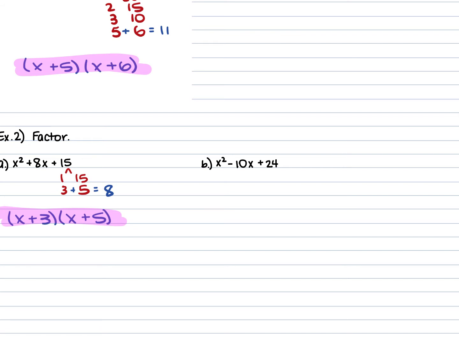For example B, we have x squared minus 10x plus 24. Now with this one, your b term is negative, so both of the factors of that 24 are going to have to be negative. So when we find the factors of 24, we have negative 1 and negative 24, negative 2 and negative 12, negative 3 and negative 8, negative 4 and negative 6. When you combine the negative 4 and the negative 6, that gives you a negative 10. So this factors out to be x minus 4 times x minus 6.